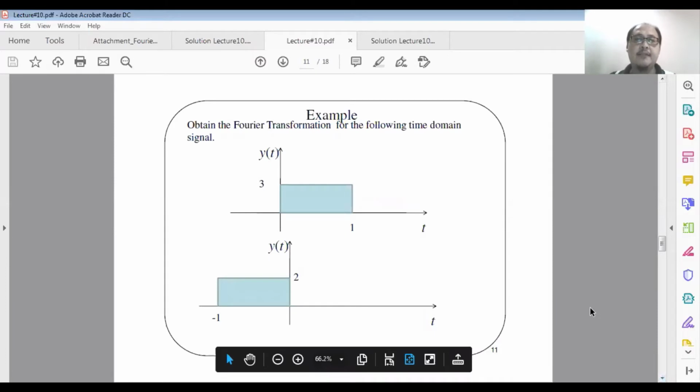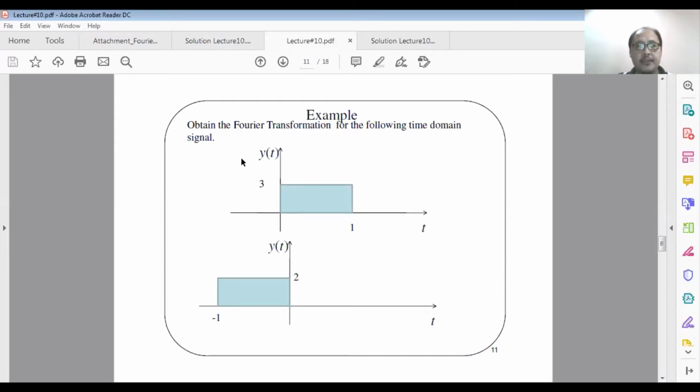Let's have the first example for these properties. In this example, we are given a rectangular signal y(t), which experiences a shifting by a value of half to the right, and the amplitude is scaled to 3. Let's have a look at the solution for this first example.